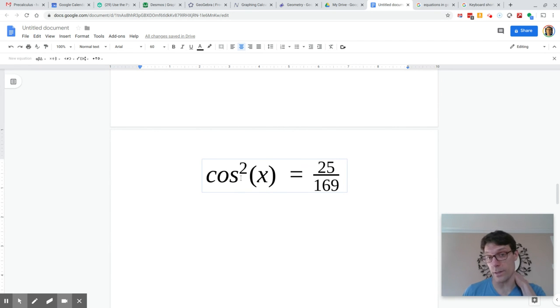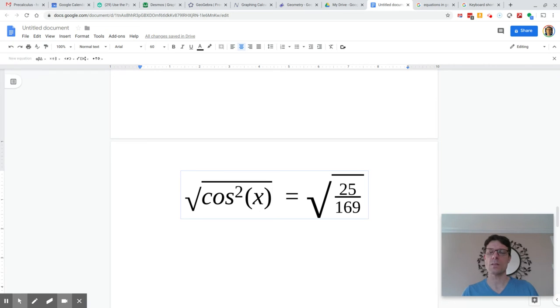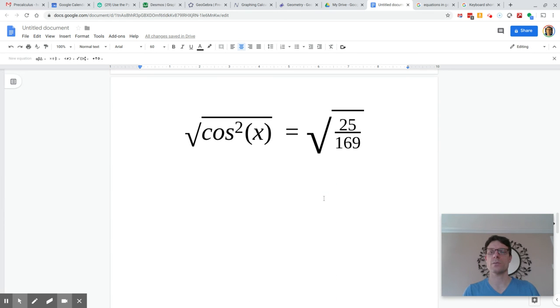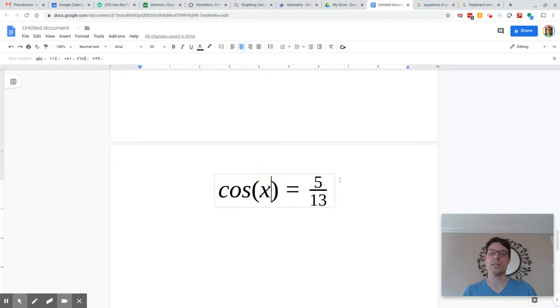I'm almost there now, right? I've got cosine squared is equal to this. Now I just have to find out what cosine of x is equal to. Well, I'm just going to square root both sides, right? To get rid of this square right here. And now I have cosine x is equal to 5 over 13. That's really the square root of 25, which is 5, and the square root of 169 is 13.